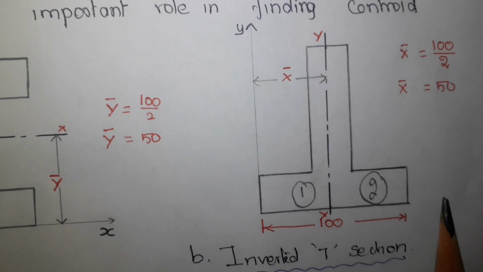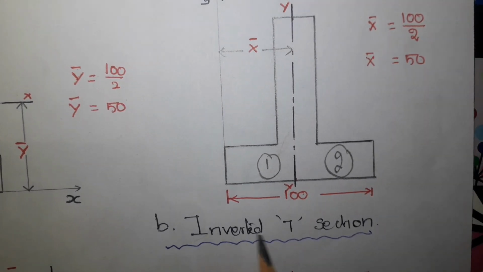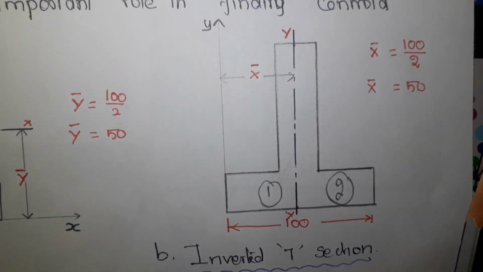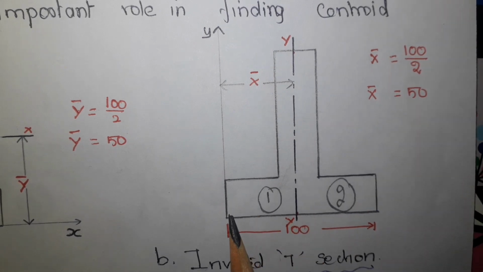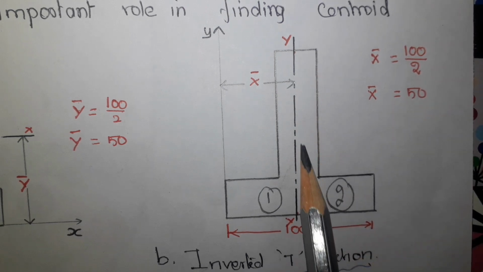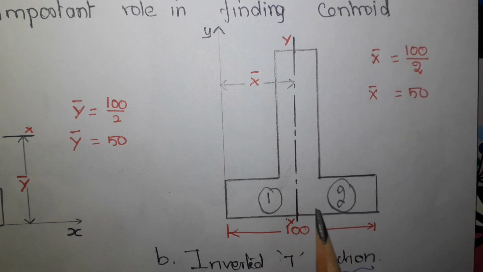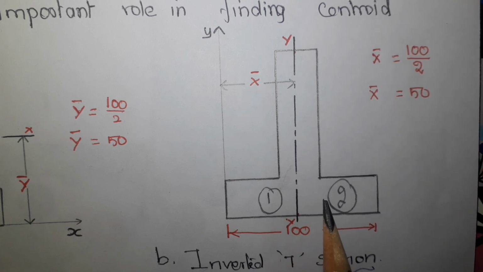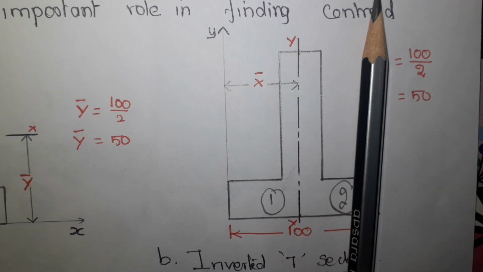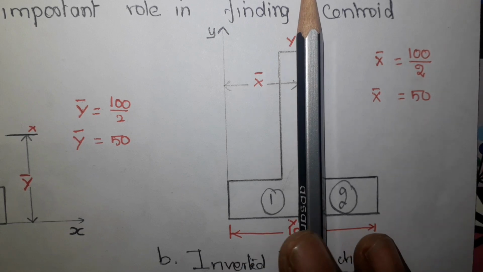Now let us take another one, an inverted T section. Let me take this one as the inverted T section, because it is the English letter T, but in inverted form. So this is the inverted T section. Here the dimension is 100. Now I am going to cut this T section by the y axis into two parts, 1 and 2. Now if you look closely, it is like a mirroring. I am going to have a mirror like this. Now these two parts have a mirror image.